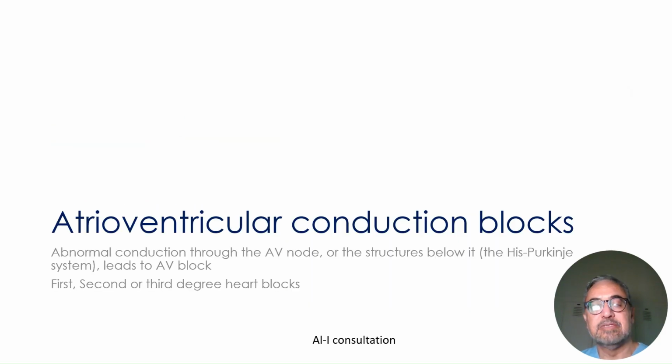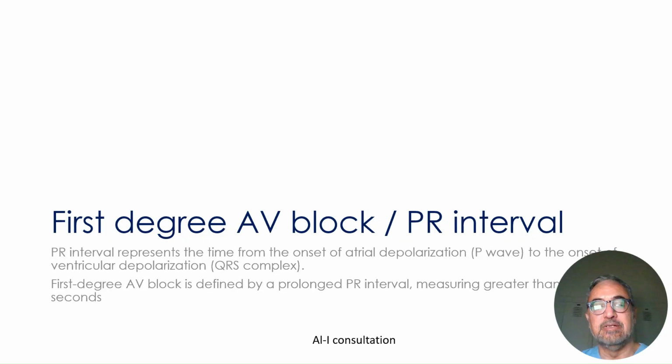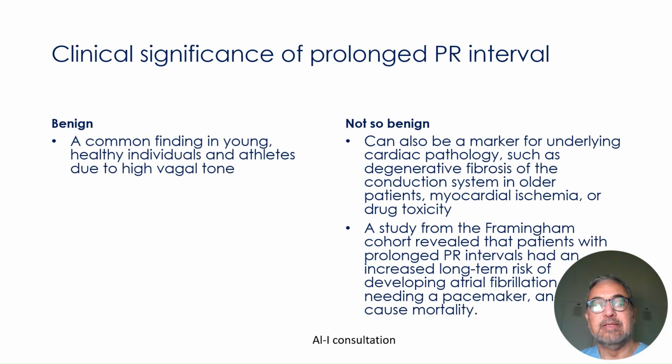AV conduction blocks, the abnormal conduction through the AV node or the structures below it, such as the His-Purkinje system. It can be first, second, or third degree. First degree AV block is a prolonged PR interval. Its clinical significance is a pretty common finding in young, healthy individuals and athletes due to high vagal tone. It may not be so benign.